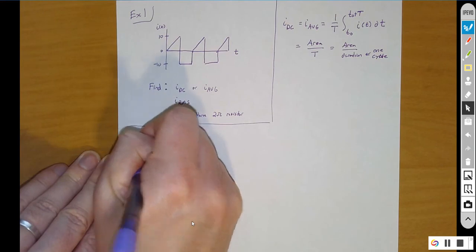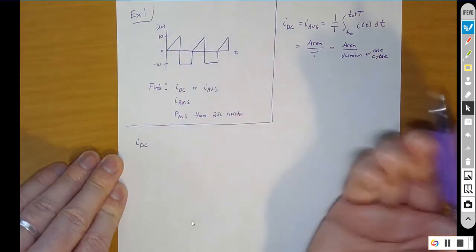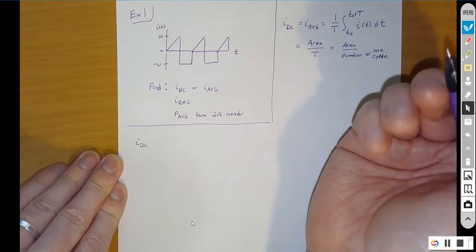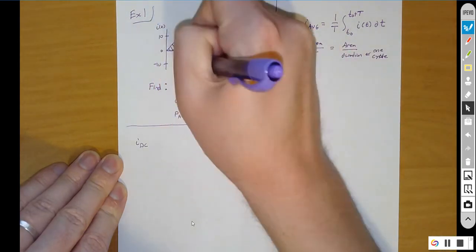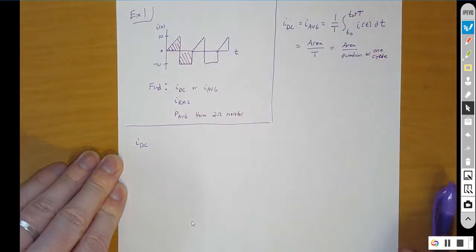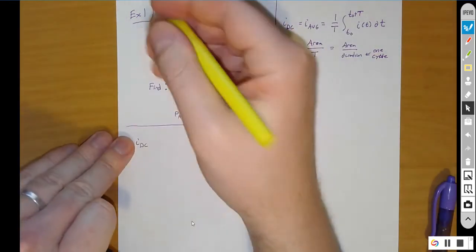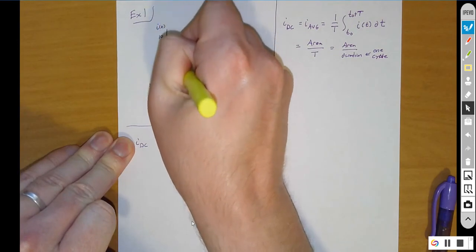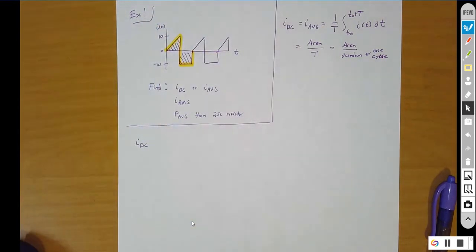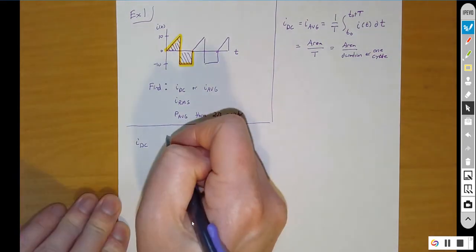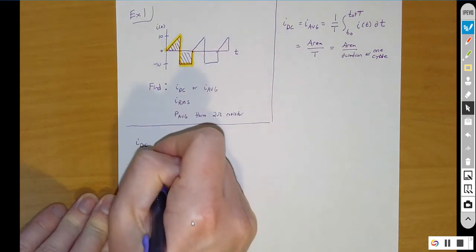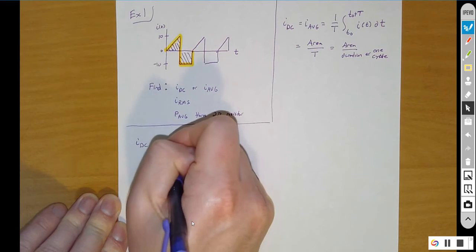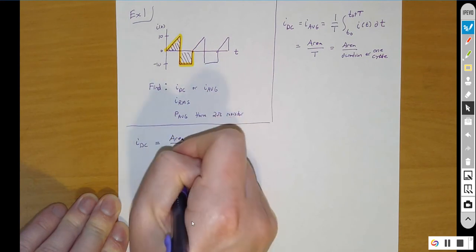So I_DC, we could integrate this, but it's triangles and rectangles, so why not just simplify our math here? We have this triangle, we have this rectangle. I'm only going to look at the first cycle of this thing, which starts here at 0 and ends right there. So that'll be the cycle that we look at. Everything else is just repeating, so it won't change anything. Do not include the next triangle without including the next rectangle if you keep going. So we're just going to do area over T.